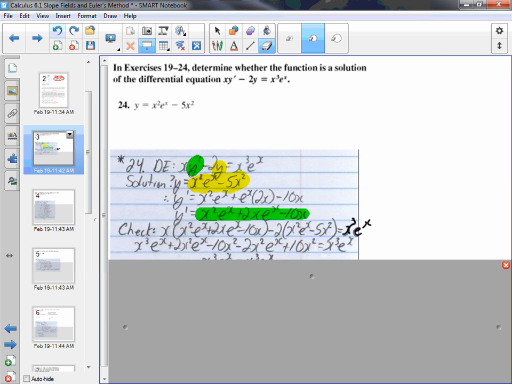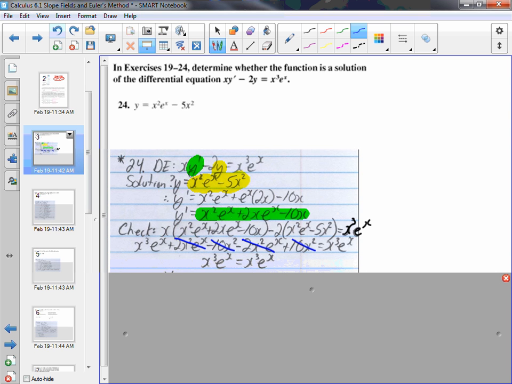Then lots of cool stuff starts happening now. We've got a negative 10x squared and a positive 10x squared. We've got a positive 2x squared e to the x and a negative 2x squared e to the x. So all we have remaining on the left side is x cubed e to the x. All we have on the right side is x cubed e to the x.